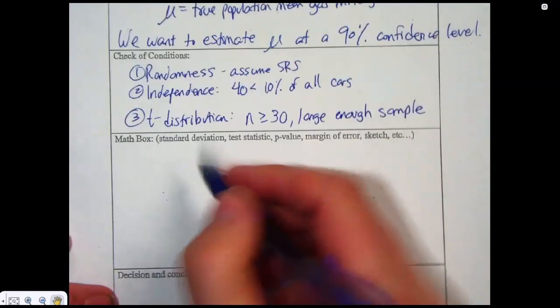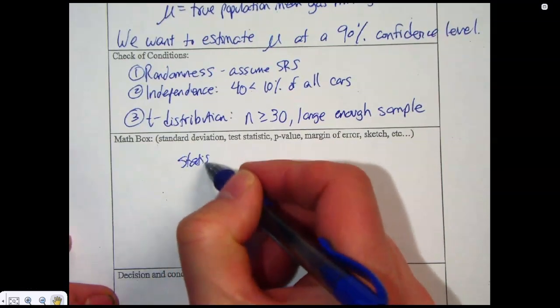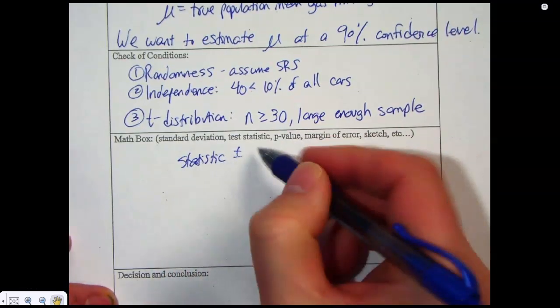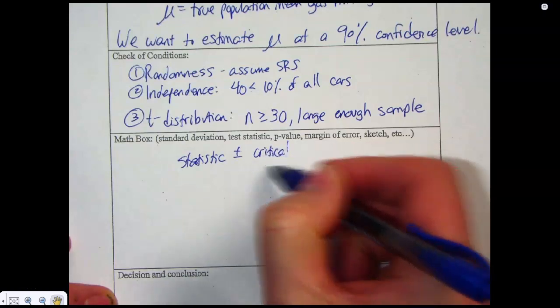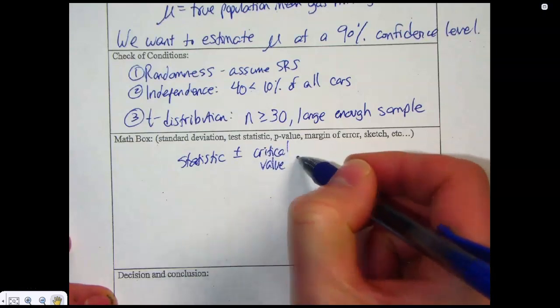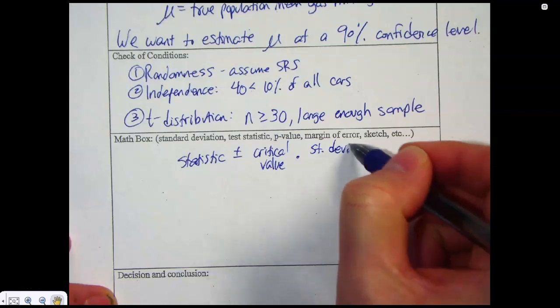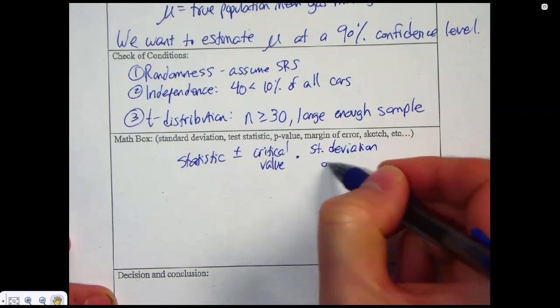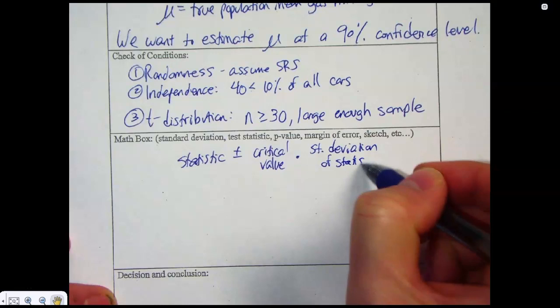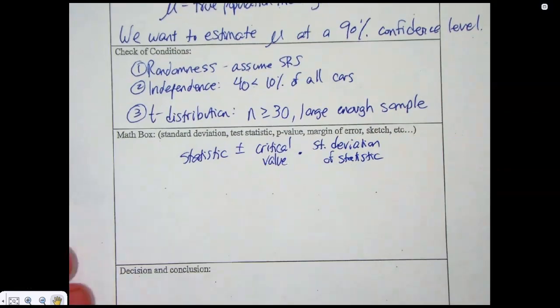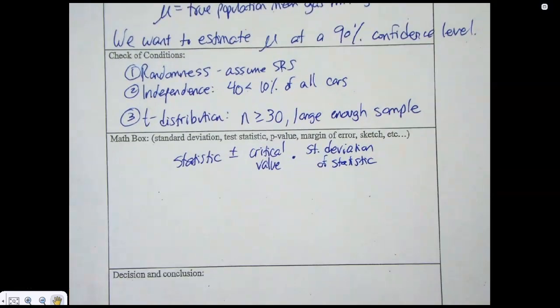Alright, so for your math box, you're always starting off with the general formula. So statistic plus or minus critical value times standard deviation of statistic. Am I going too fast? Are we okay? I'm nervous. I don't realize I'm going too fast. Sanson, am I going too fast? Thanks.